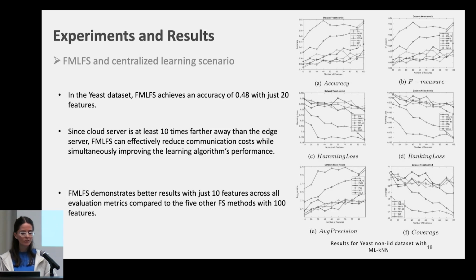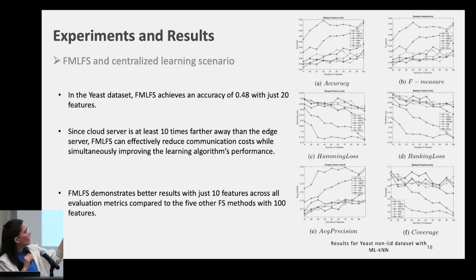So here you can see the results. This is for the first scenario, the centralized learning scenario, where we first select the features and then send them to the cloud server for training the classifier. You can see that, for example, the proposed method with only 20 features can obtain better results compared to other methods in the literature with 100 features. So it means that if we want to send the data from the IoT devices to the server with only 20 features, we can reduce the communication cost, and at the same time we can have better performance. So we can have good performance with lower communication cost at the same time.